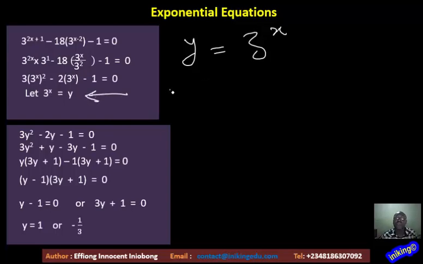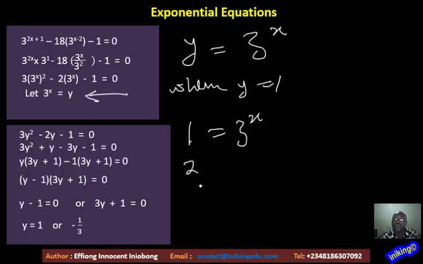So when y is 1, what will be x? That means 1 is equal to 3 raised to power x. This is a simple exponential equation. How do I express 1 in terms of 3? Anything raised to the power of 0 is 1. So I can say 1 is 3 raised to the power 0, and this is 3 raised to the power x. In that case, my x is equal to 0. Straightforward.